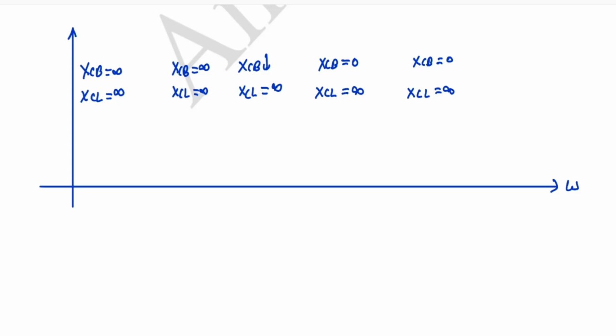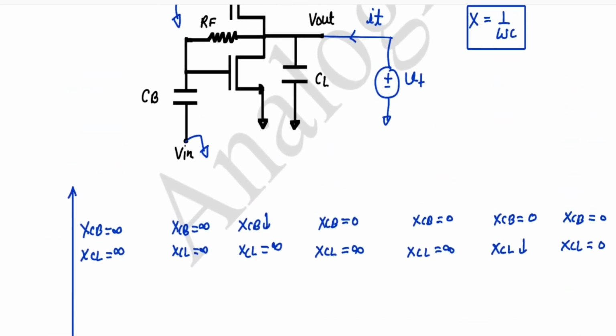Now if we increase frequency again, XCB is shorted. Now XCL will start reducing. Now if we again increase frequency, XCB is 0 and XCL will also become 0. Okay, so what I did, I increased my frequency.